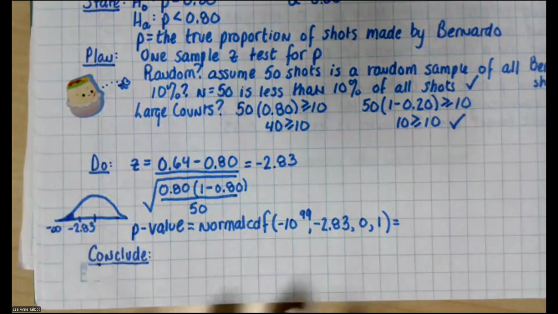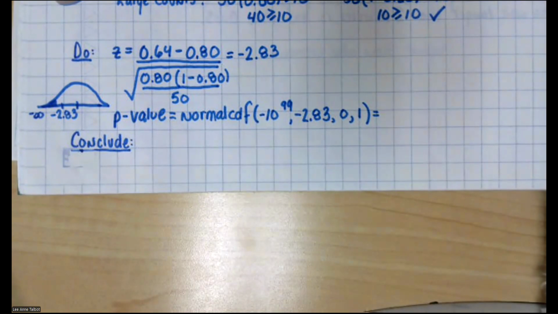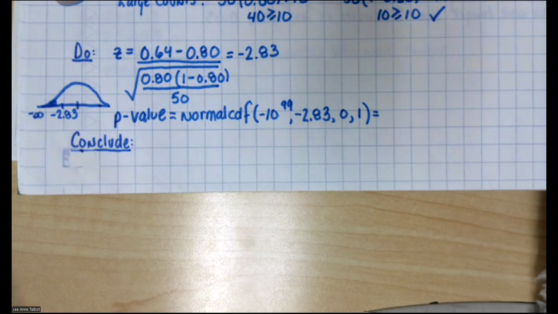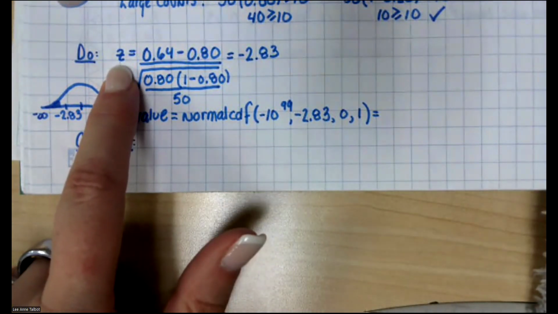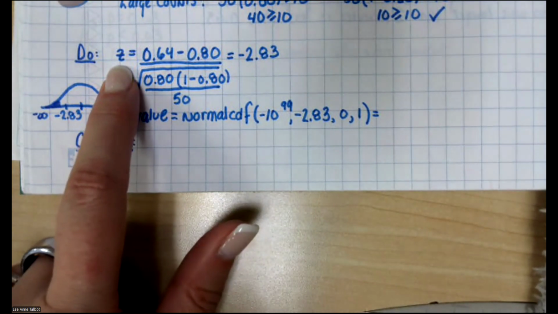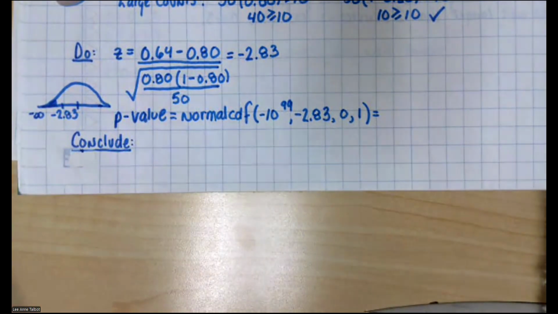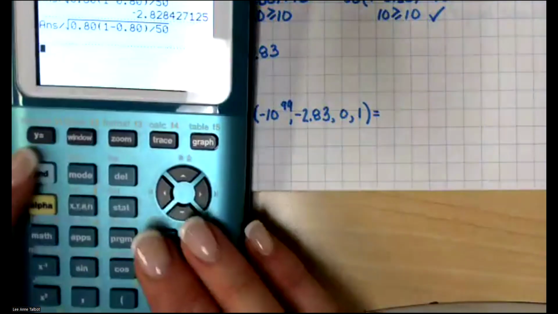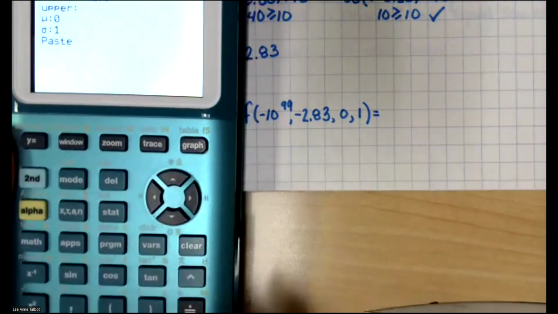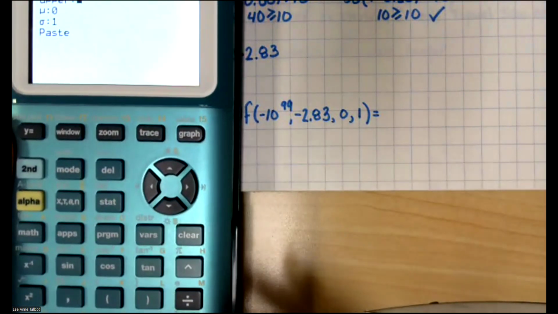And why am I using 0 and 1? Because I'm using a z-score. The z-score means that the center is at 0 and the standard deviations are 1. Okay, so now go normal CDF, do your thing. You got this. Go.